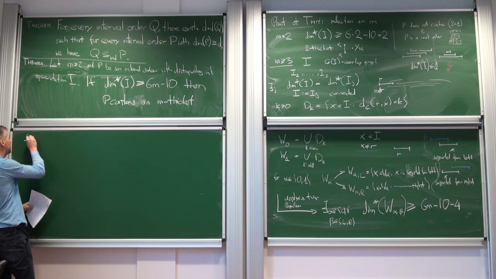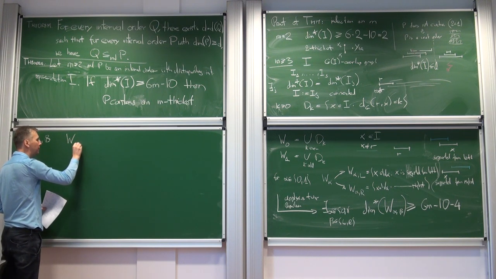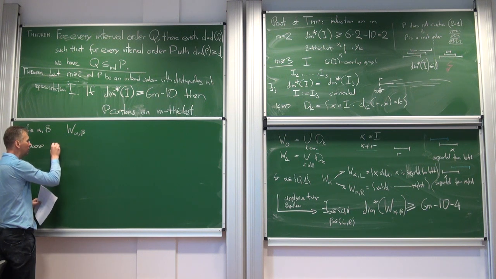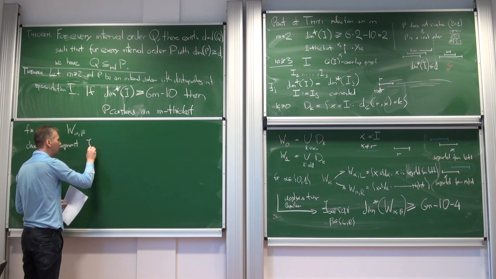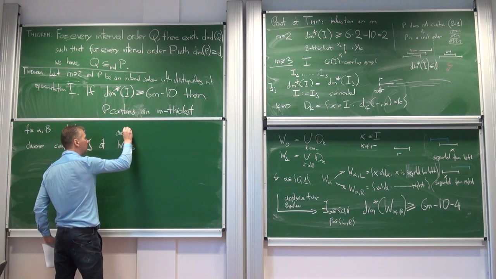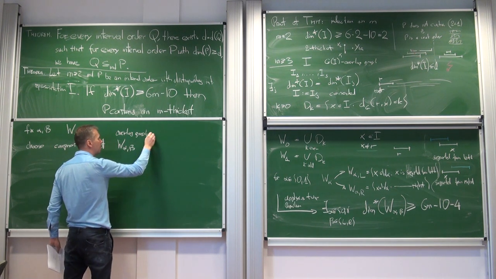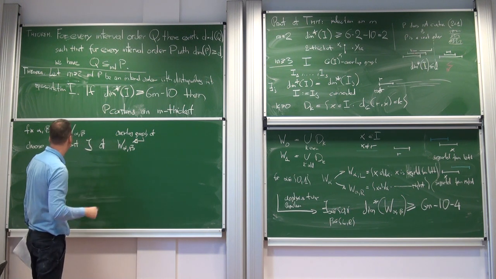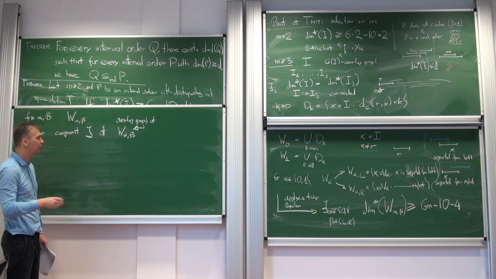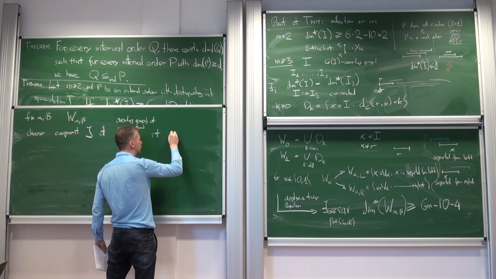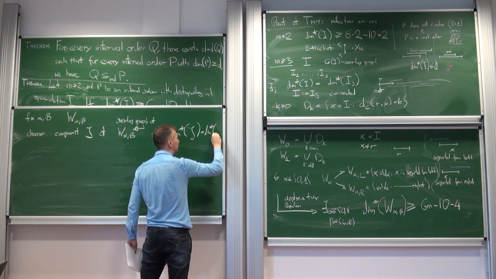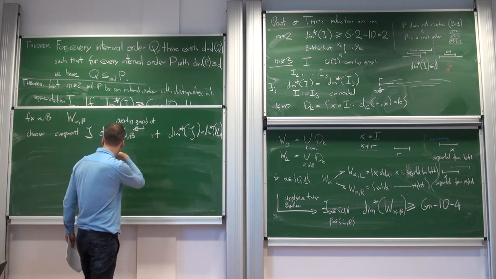So we fix this alpha beta, and we have W alpha beta. And now we want to choose a component J of the overlap graph induced by W alpha beta. And again, from the thing we already used here, we know that we want to choose a component that witnesses dim star, such that dim star of J is actually equal to dim star of W alpha beta. Okay, so we have J.